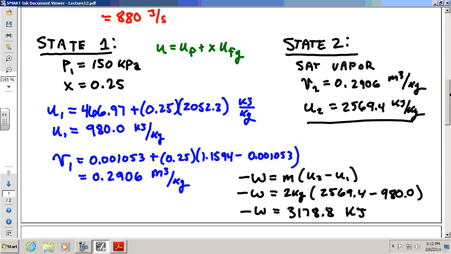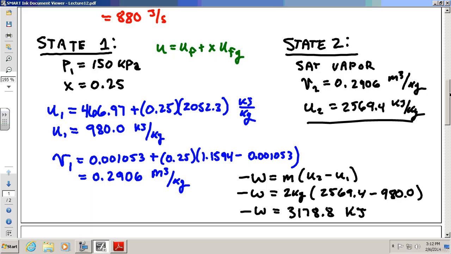Notice it's weird here. I know some of you are like, minus W equals 3,178.8. The actual work, I can move this negative to the other side, right? The actual work is negative. Why is that? Because you're putting energy in, so that's why it's negative. So the actual work is negative 3,178.8 kilojoules. You can keep it as a positive because you know it's in. That's all you know. You know it's in, right?